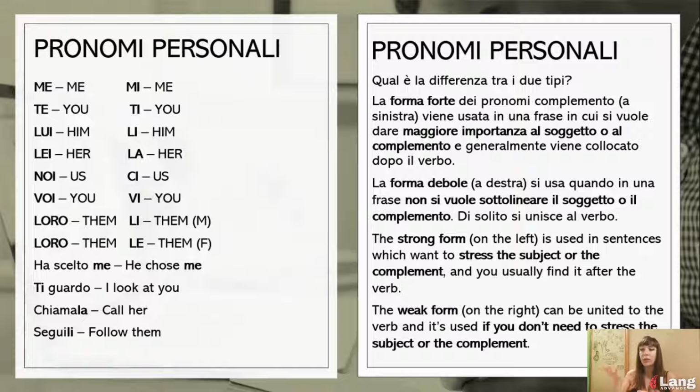So the strong form is me, te, lui, lei, noi, voi, loro, and loro. The weak one is mi, ti, lo, la, ci, vi, li, and le. What's the difference between the strong form and the weak one? You can see it on the right side. I'll read it in Italian.